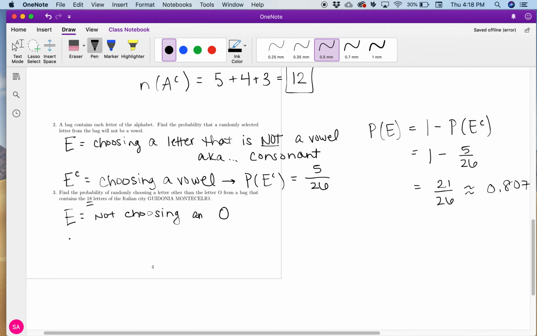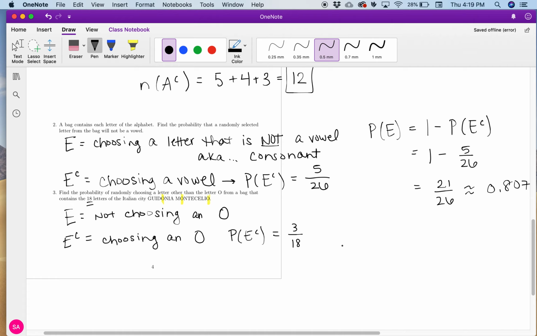But it might be easier to figure out the complement once again. What is the complement of not choosing an O? Choosing an O, right? This one's a little bit easier to figure out because we just have to count the number of O's in this word. And how many do we have? Here's an O, here's an O, and here's an O. There's only 3, right? That's a little bit easier to count out. 3 out of 18. So the probability that you would choose an O is 3 out of 18.